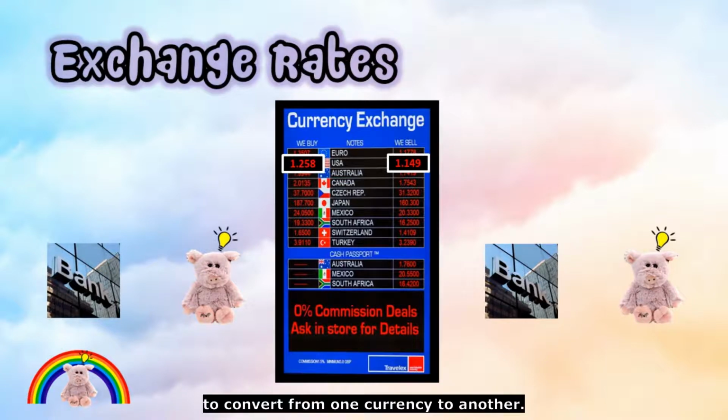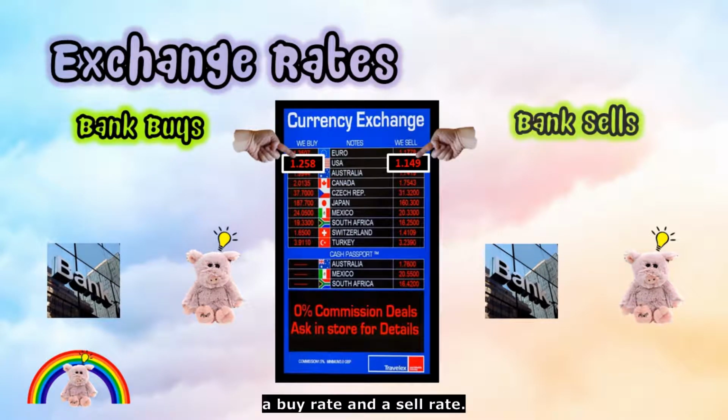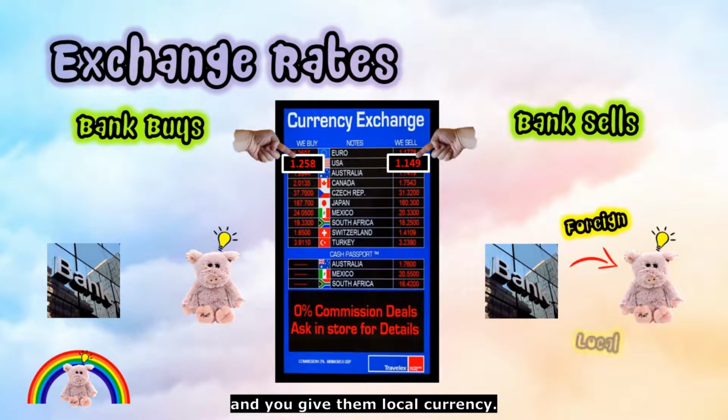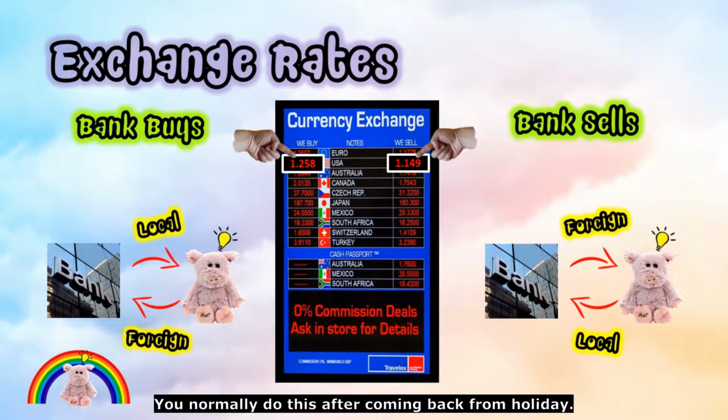Exchange rates are used to convert from one currency to another. When you go to a bank, you will normally see two sets of rates, a buy rate and a sell rate. The sell rate is the rate that the bank will sell foreign currency to you. So they give you foreign currency and you give them local currency. You normally do this before going on holiday. The buy rate is the rate that the bank will buy foreign currency from you. So they give you local currency and you give them foreign currency. You normally do this after coming back from holiday.